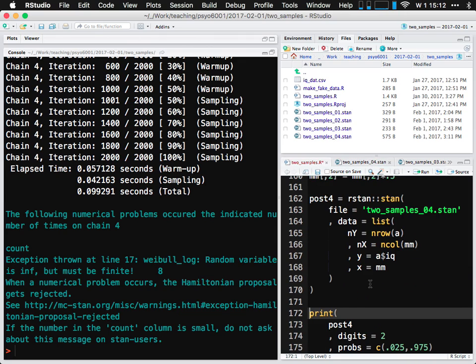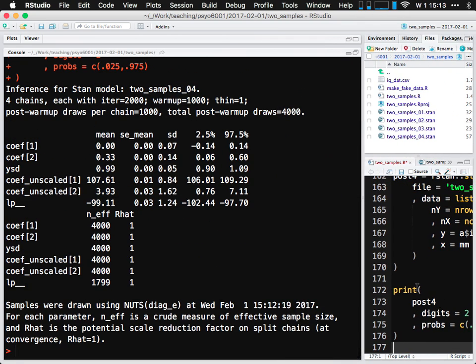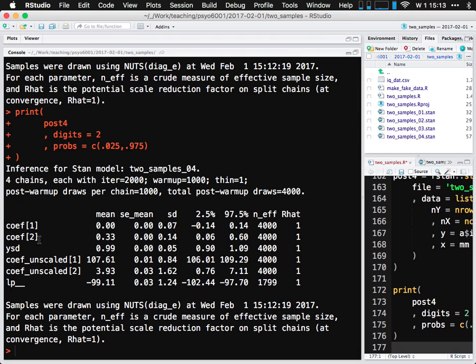Okay. So having recompiled the model with these additions and rerun the model, this time not scaling the data ahead of time, we can look at the results. And now we get coef 1 and 2, and they're the same as before, but we also get coef unscaled 1 and 2. So there's our 107, and there's our 4-ish. So it's automatically gone and gotten out the unscaled version of those two coefficients.